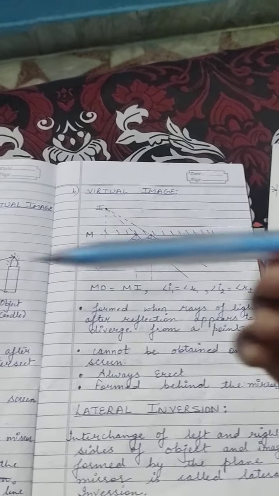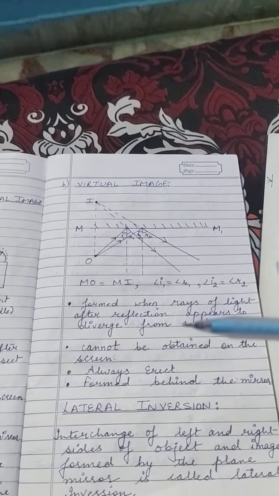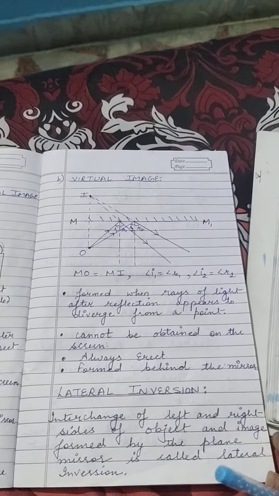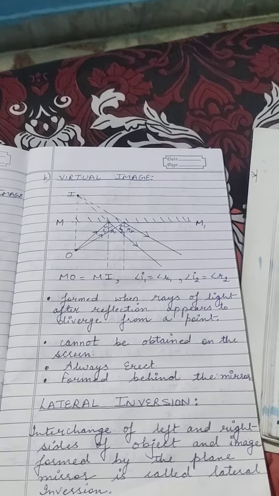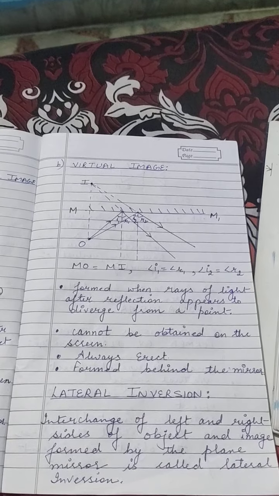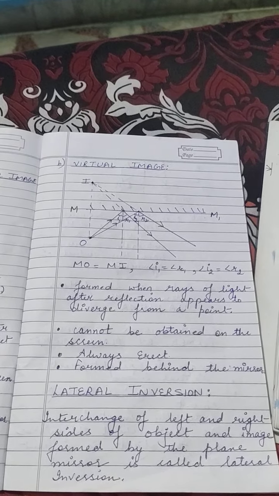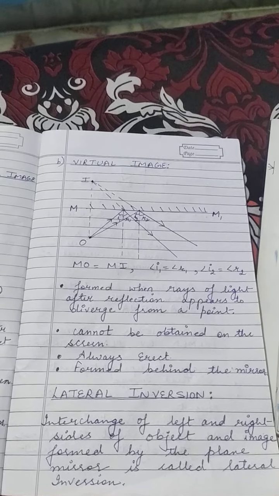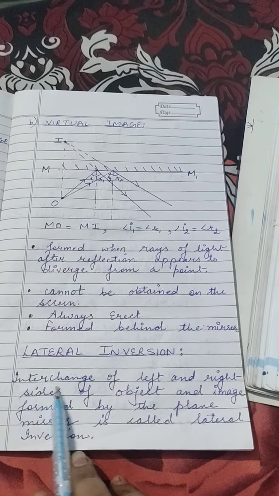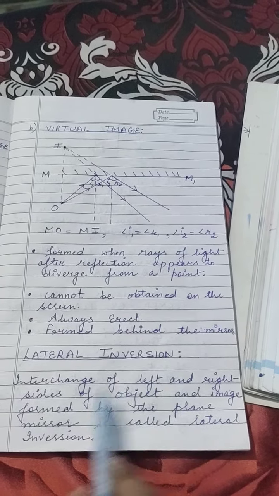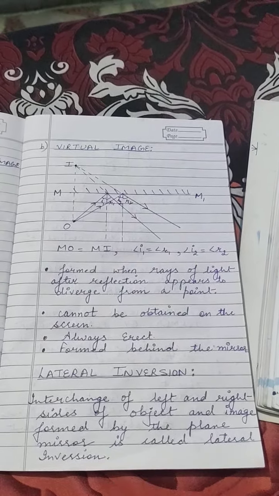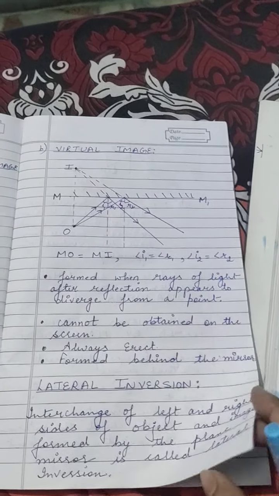If you are holding the pen in your right hand, in the mirror it appears that you are holding the pen in the left hand. So this interchange of the right of the object to the left of the image and the left of the object to the right of the image is known as lateral inversion. The definition is: the interchange of left and right sides of the object and the image formed by a plane mirror is called lateral inversion.